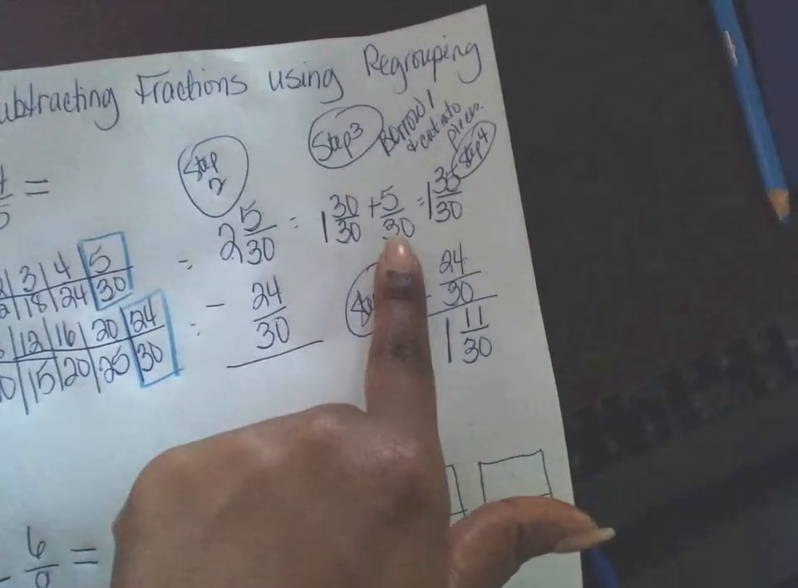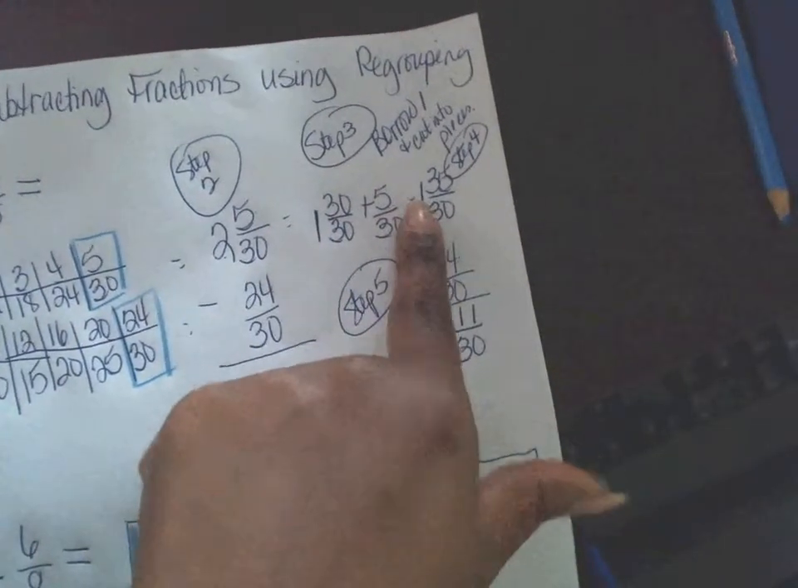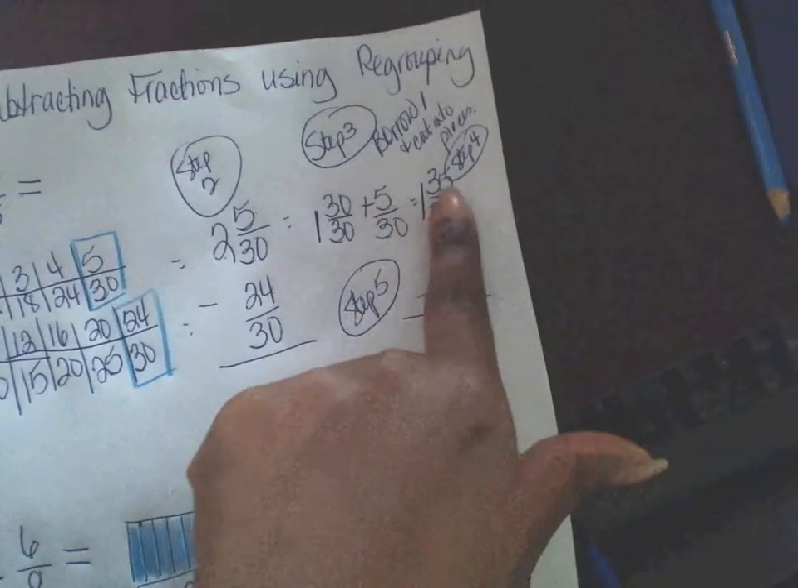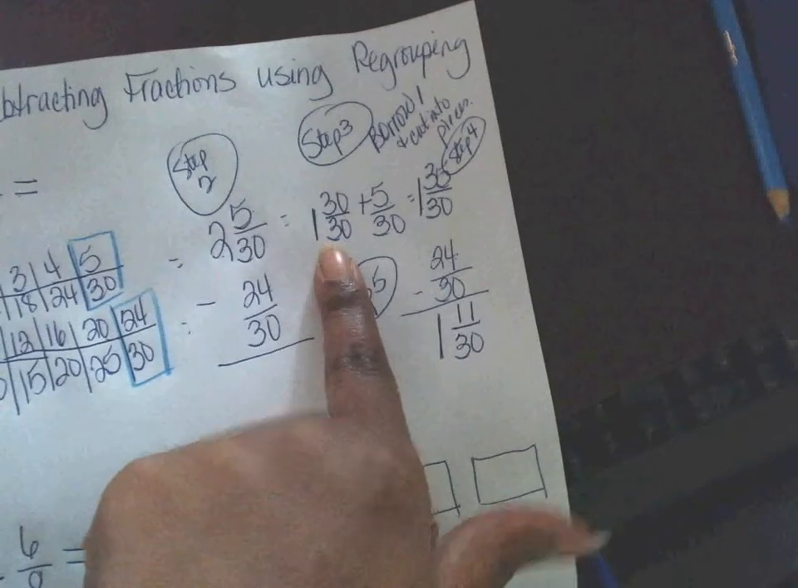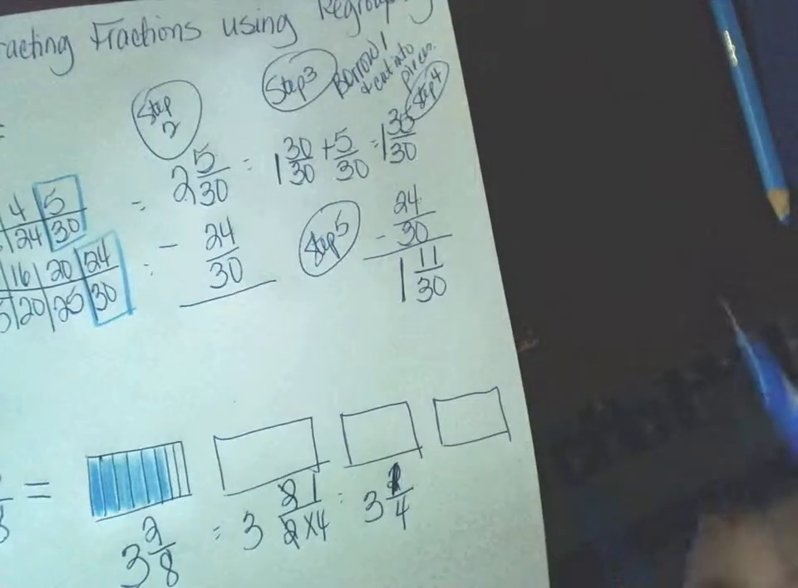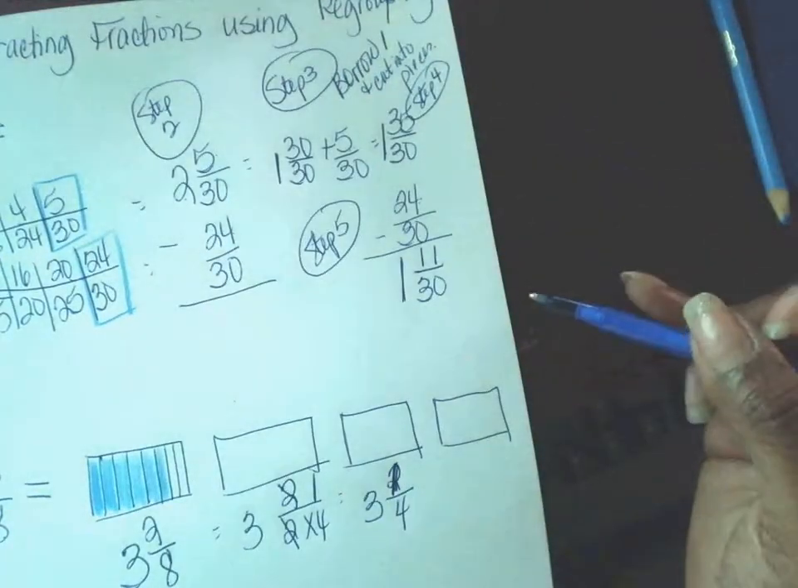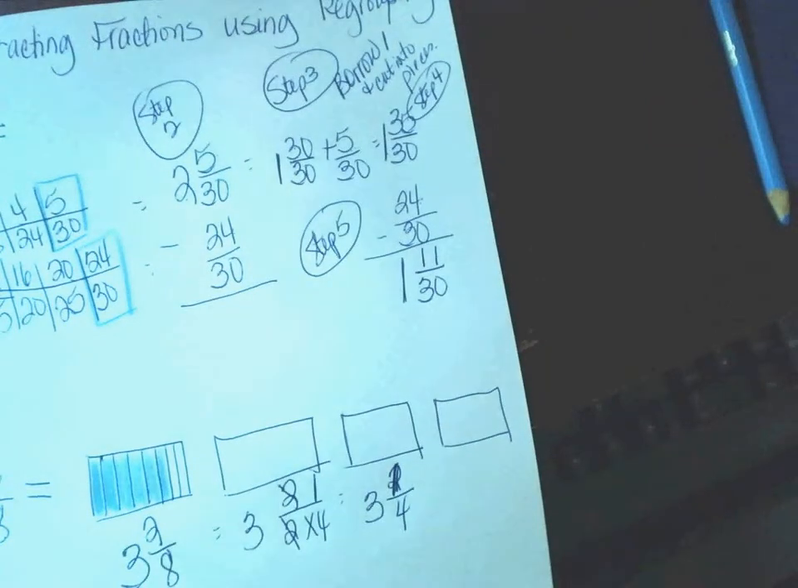We're back to our original number. That 5/30ths, don't forget that. And then we add them together. 30 plus 5 equals 35 over 30. And then we have our 1, we brought it over. And then go ahead and subtract. So those are the steps that we took there.